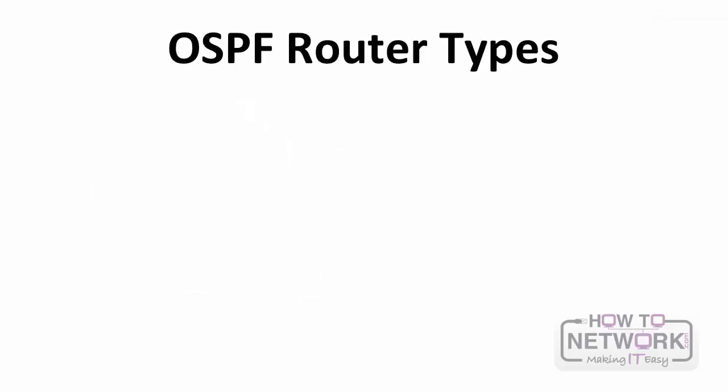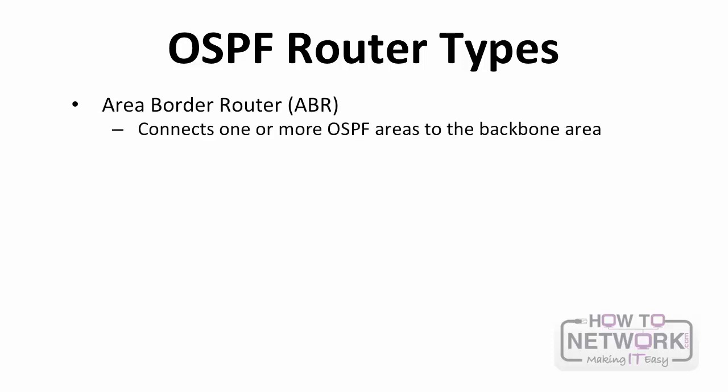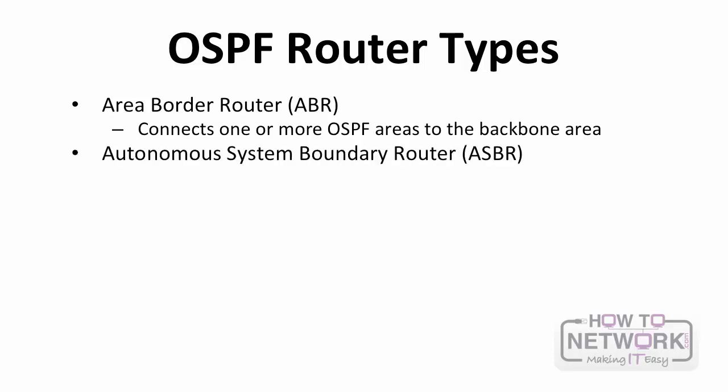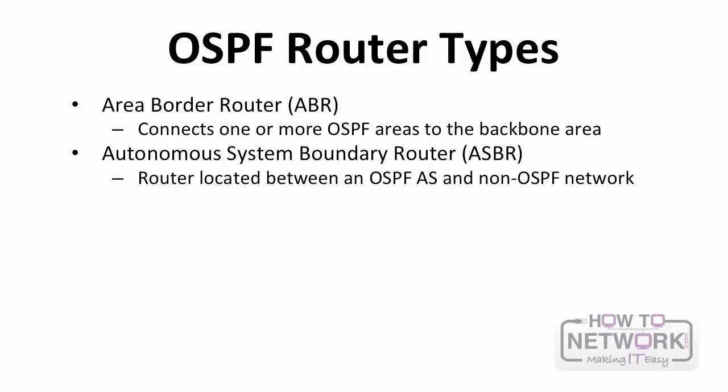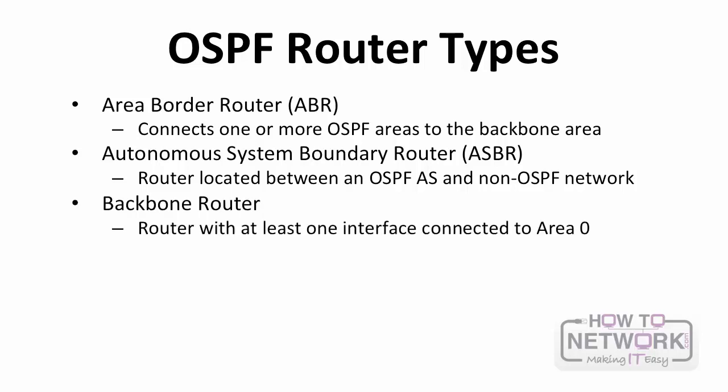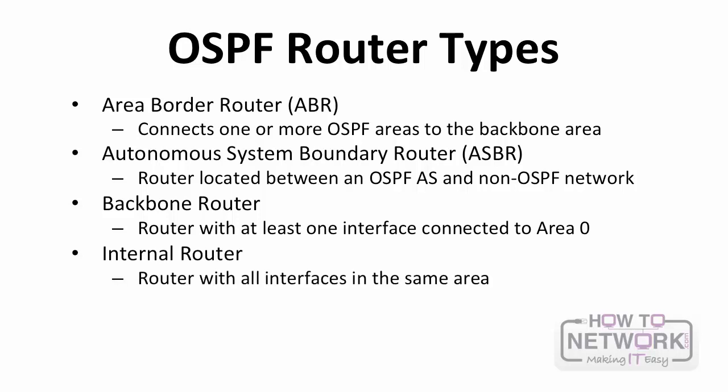So there are many different OSPF router types that you need to be aware of. There's the area border router, which connects one or more OSPF areas to the backbone area. There's the ASBR, or Autonomous System Boundary Router, which will be located between an OSPF autonomous system and a non-OSPF network. And then you have your backbone router, which is pretty straightforward, a router with at least one interface connected to Area 0. And then another easy concept, an internal router, a router with all interfaces in one area. Let's draw this out real quick, to drive it home.